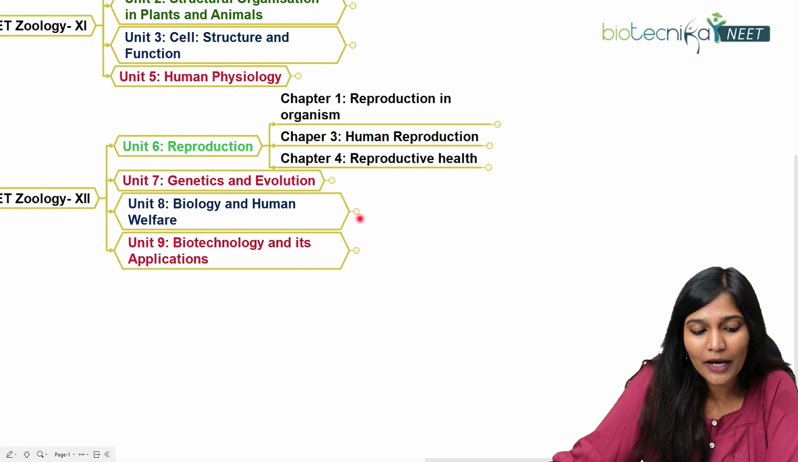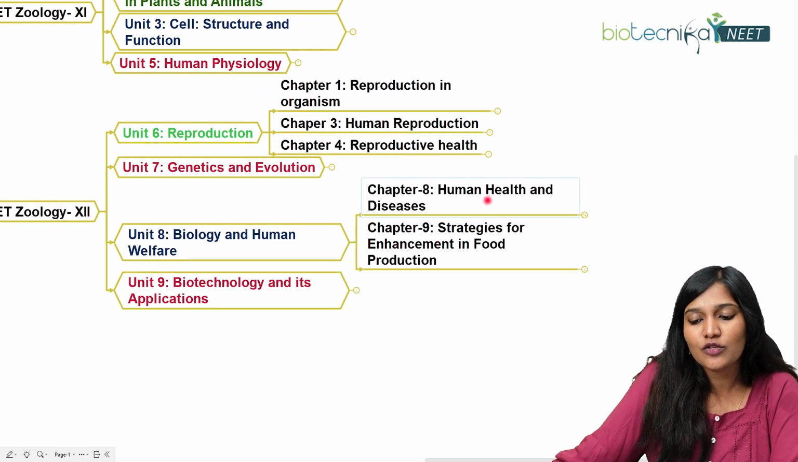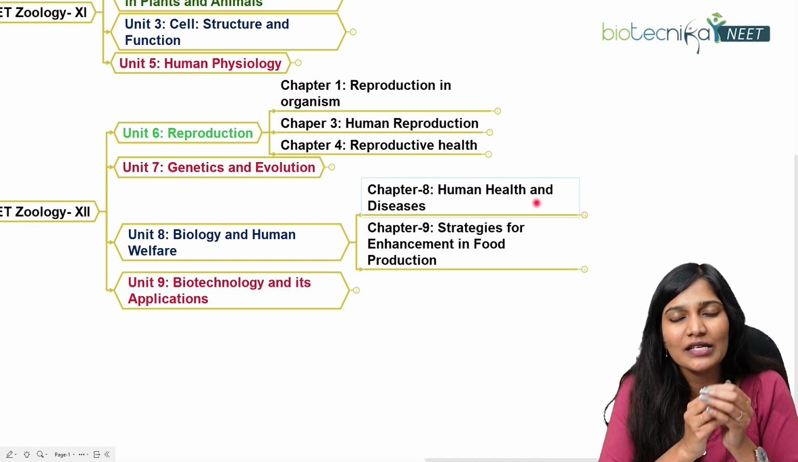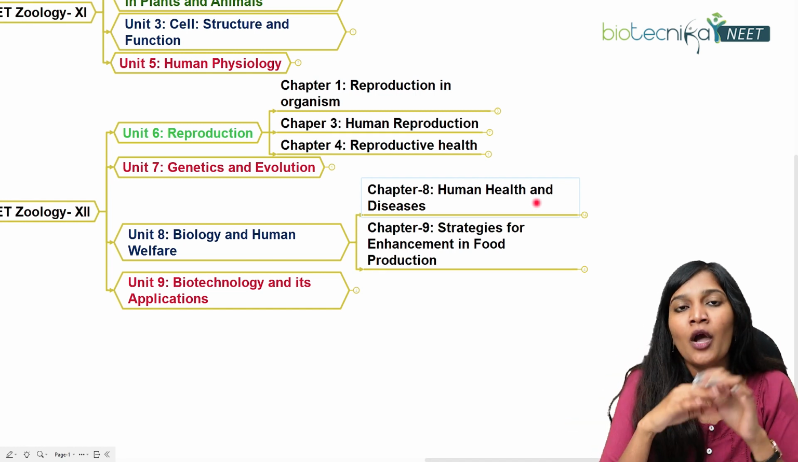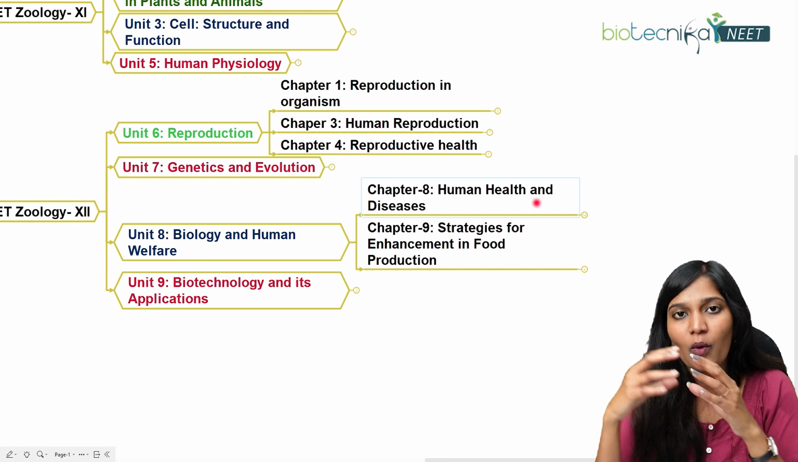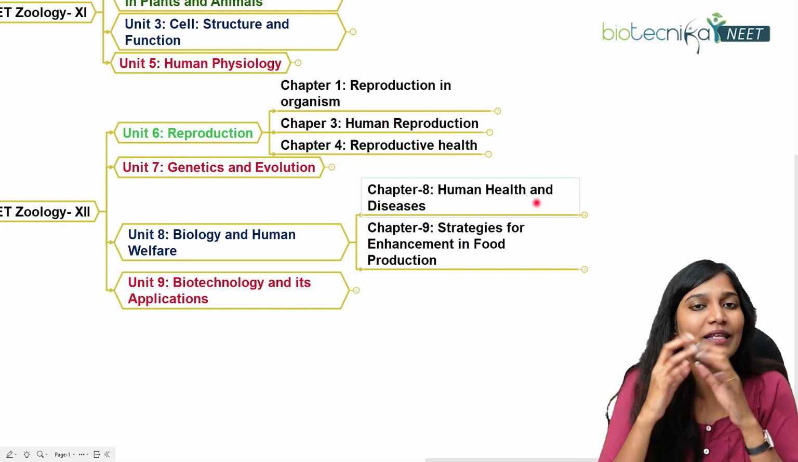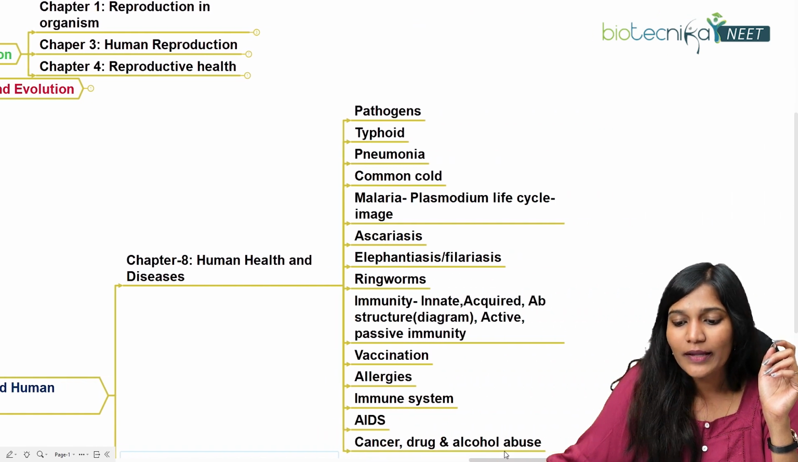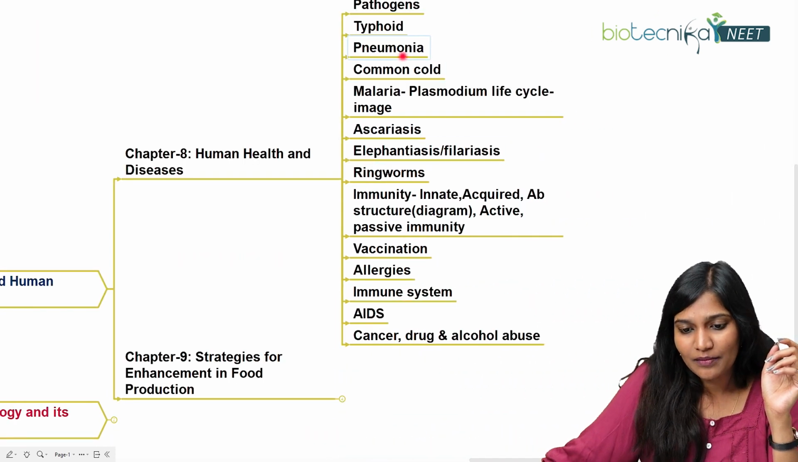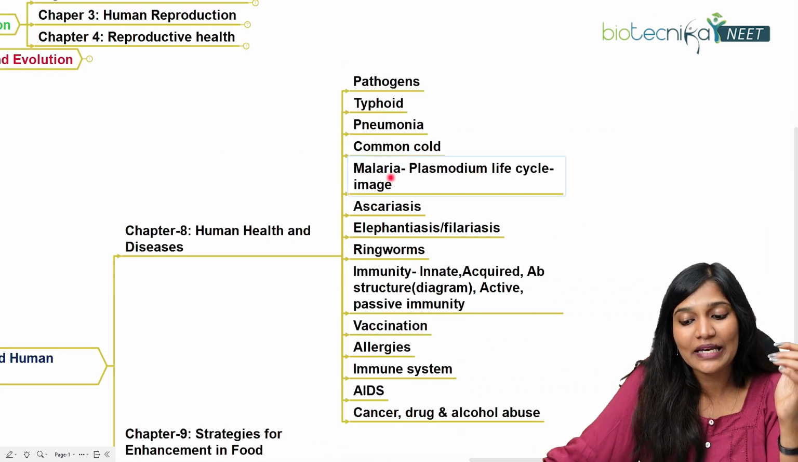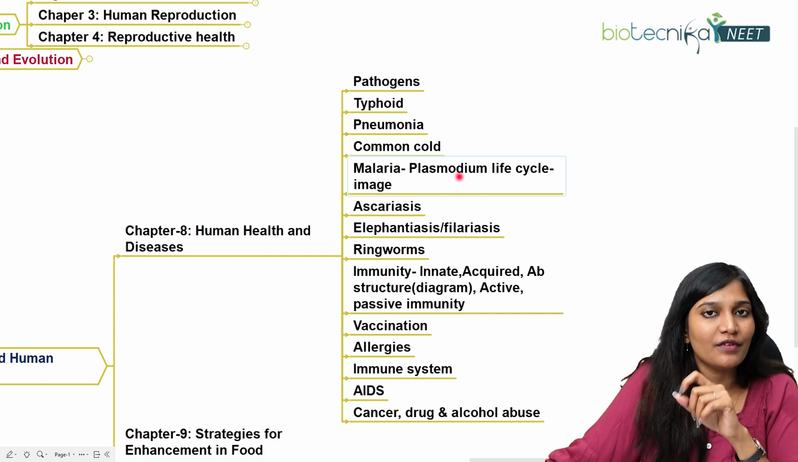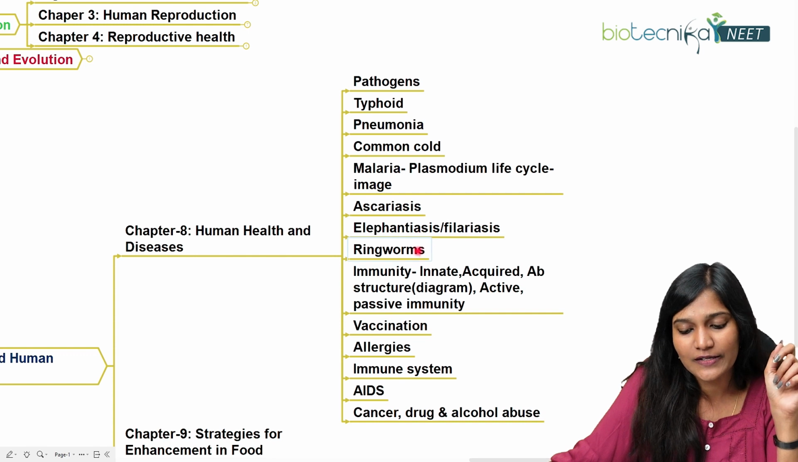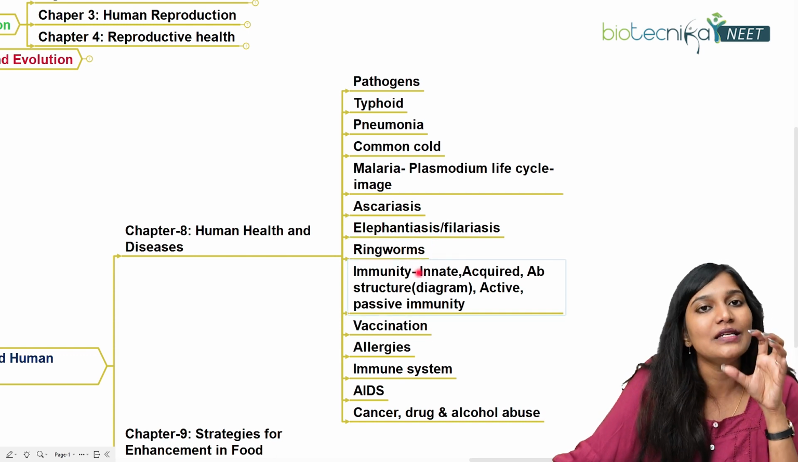The next is going to be biology and human welfare. So human health and diseases, a very important thing I'm going to tell you. It's going to be very easy if you make it in the form of a tabulation. What is the organism, what type of disease, and what's going to be the life cycle. You're going to study in that way. So you have to study all the pathogens: typhoid, what's the organism, pneumonia, common cold, malaria, very specifically the image given in our book, Plasmodium life cycle, ascariasis, elephantiasis, ringworm, and most important, immunity.